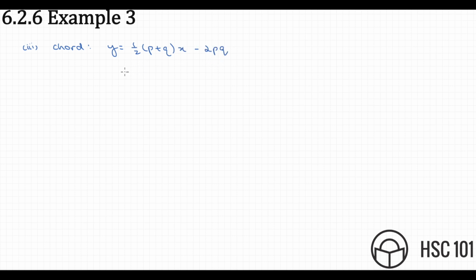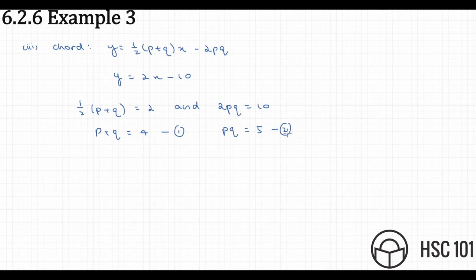And with this, let's say that we've got the line y is equal to 2x minus 10. If I want to solve for the values of p and q, I'll equate just like what I did for the previous two parts. So I've got half (p plus q) is equal to 2, and I've got 2pq is equal to 10, such that p plus q is equal to 4 and p times q is equal to 5. Let's call this equation 1, and let's call this equation 2.